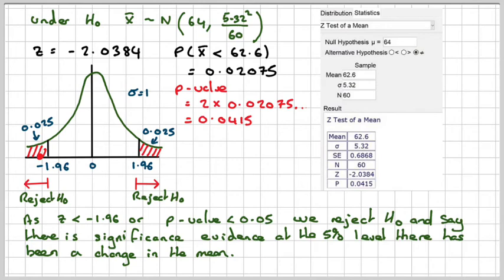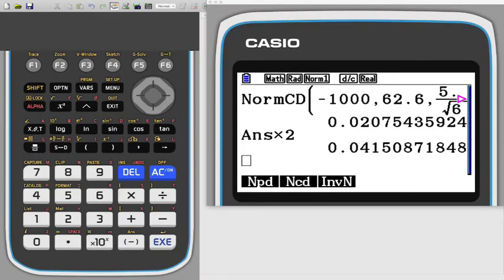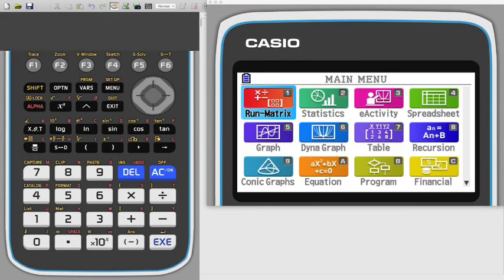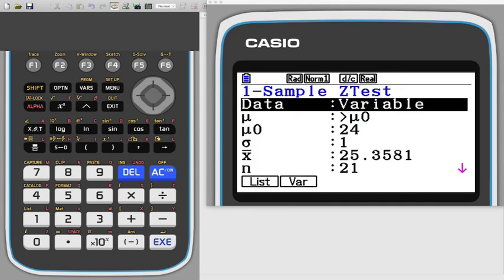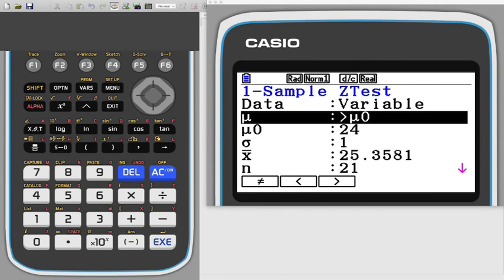Now, it is possible to do the whole of the test on the calculator, so let's quickly go over that as well. Going to the calculator, to do this you need to go to the statistics mode, so we need to go to number 2. Press F3 for test. It's a Z test, and it's one sample. That's all you're ever going to do at A level. It is a two-tailed test, so we want F1.